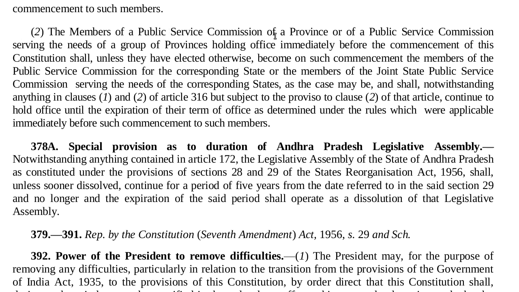2. The members of the Public Service Commission of a province or the Public Service Commission serving the needs of a group of provinces holding office immediately before the commencement of this Constitution shall, unless they have elected otherwise, become on such commencement the members of the Public Service Commission for the corresponding state, or the members of the Joint State Public Service Commission serving the needs of the corresponding state, as the case may be, and shall, notwithstanding anything in clauses 1 and 2 of Article 316 but subject to the proviso to clause 2 of that article, continue to hold office until the expiration of their term of office as determined under the rules which were applicable immediately before such commencement to such members.